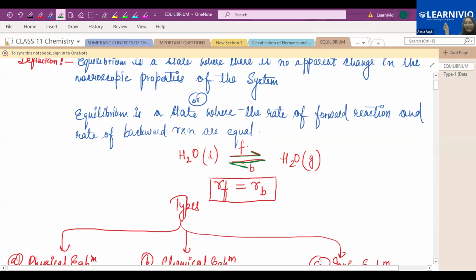Again, the gas will get converted into a liquid. This is a backward reaction. So at equilibrium, when a reaction is in equilibrium, what does this mean? The rate of forward reaction is equal to the rate of backward reaction. The rate of conversion of liquid into gas in this equation is equal to the rate of conversion of gas to liquid, the rate of backward reaction. And how can we show that? RF, the rate of forward reaction, is equal to the rate of backward reaction. Clear, everyone?